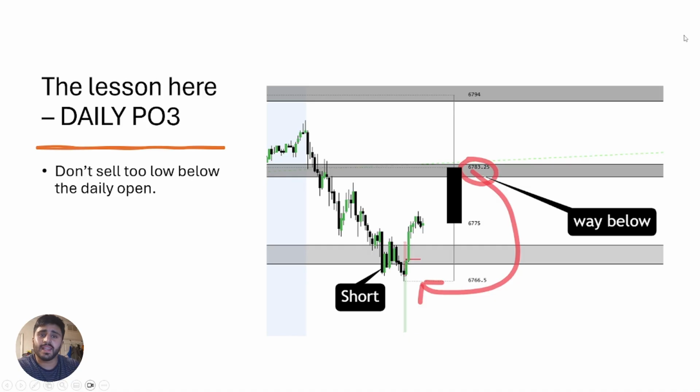The lesson here is daily PO3. Take a look at where I shorted. I attempted to short from this level. However, the daily opening price was all the way up here. So we're way below the daily opening price.